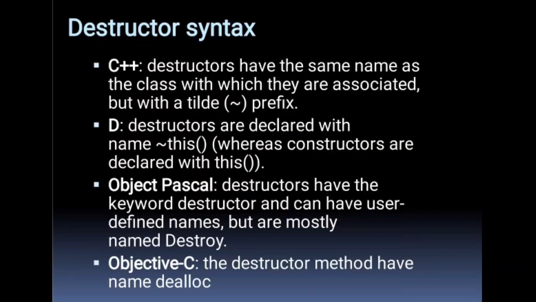டிஸ்ட்ரக்டரோட சின்டெக்ஸ். இப்போ வந்து டிஸ்ட்ரக்டரோட சின்டெக்ஸை பற்றி பார்க்க போகிறோம். C++ destructors have the same name as the class with which they are associated, but with a tilde prefix. D: destructors are declared with the name ~this, whereas constructors are declared with this. Object Pascal: destructors have the keyword destructor and can have a user-defined name, but are mostly named Destroy. Objective-C: the destructor method has the name dealloc.